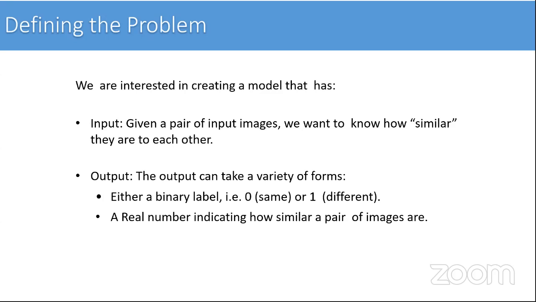Or maybe we are interested in knowing how similar they are. We might want a single real value that indicates how similar your inputs are. That real value could be a distance, or 1 minus distance, which would correspond to a measure of similarity.